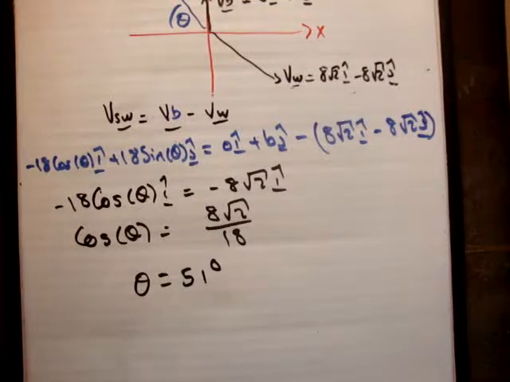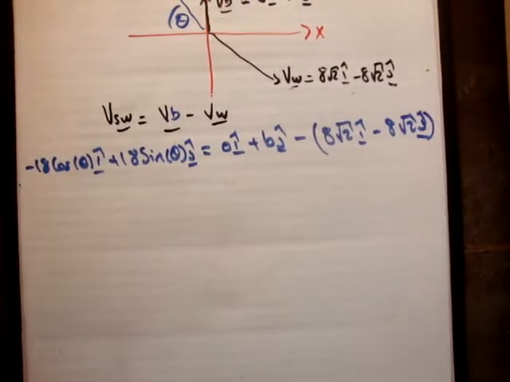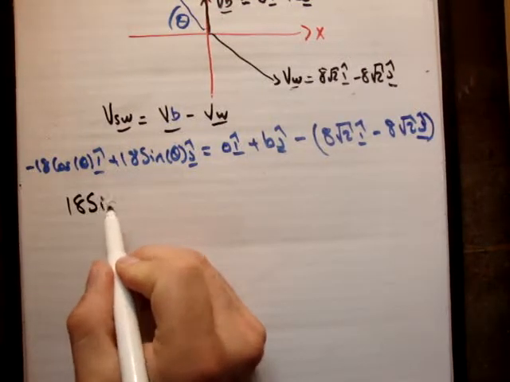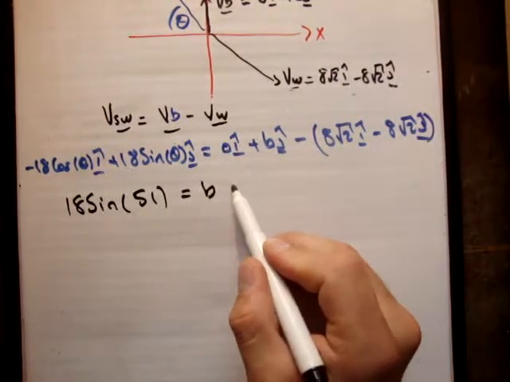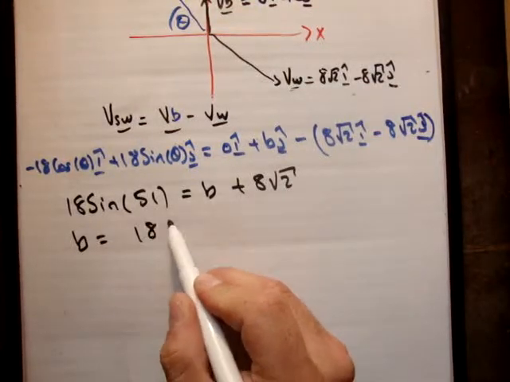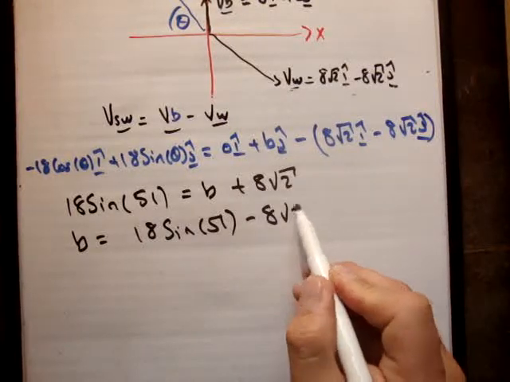Alright, so how does that help us? Well, if we look back up here, we know that positive 18 times the sine of 51 is equal to b plus 8 root 2. Therefore b is equal to 18 times the sine of 51 minus 8 root 2.